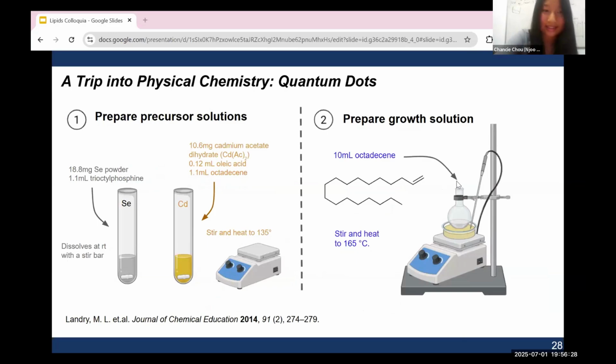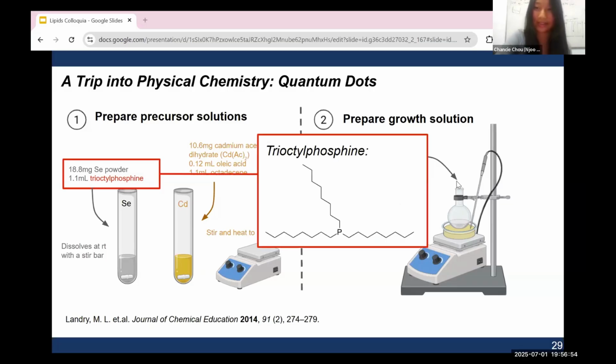So now we'll be discussing how exactly we made these quantum dots. This was actually made possible by previously published literature from the Landry lab in 2014. So we start by preparing two precursor solutions. The first solution is the selenium solution. And as you can see, one of the reactants, trioctylphosphine, kind of looks like one of our tripod lipids. So this is the reactant that we are experimenting with and substituting with our sterol, oleyl, linoleyl, or elaidyl tripod lipid.